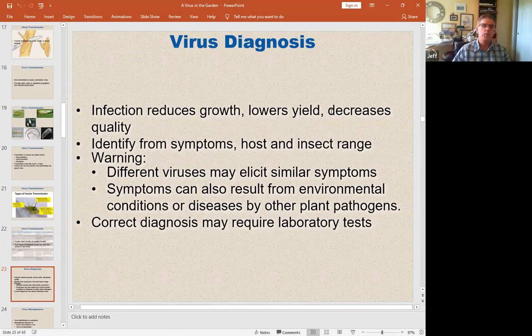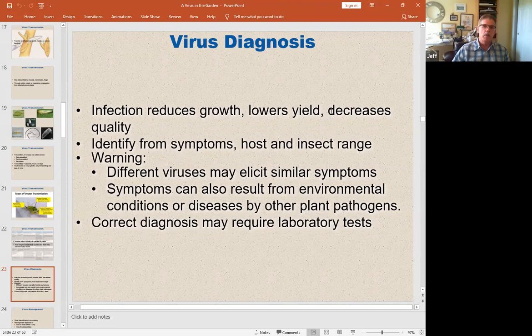So certain symptoms are very characteristic of certain viruses, and they're the most common symptoms. So that helps. If the virus produces a range of symptoms, that's more difficult. We can tell from the host. So certain hosts only have certain viruses infecting them, so that narrows down the number of viruses that might be.